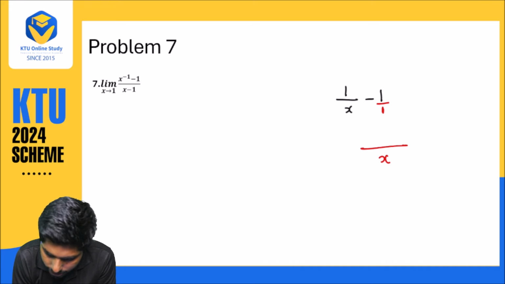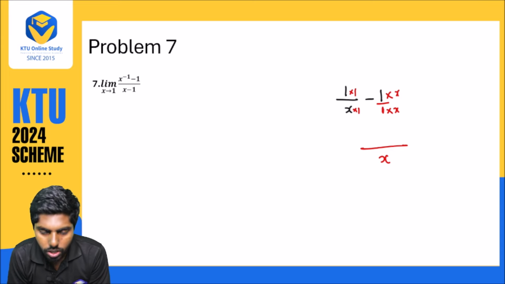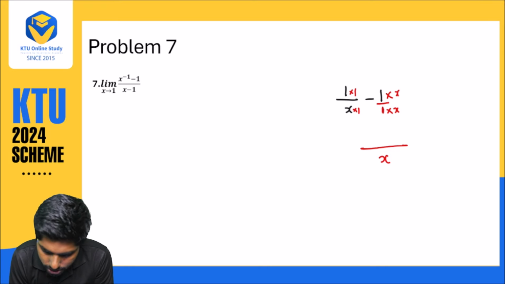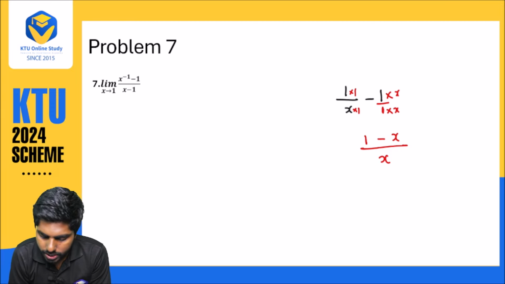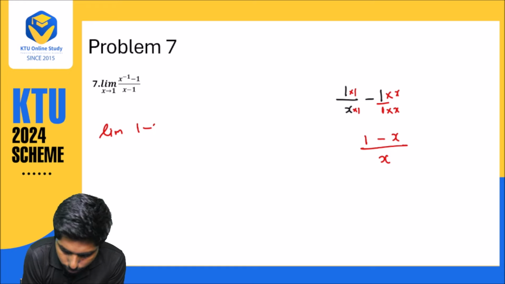So here already x is there, so multiply by 1. Here no x is there, so multiply by x. Taking the LCM, we will be getting 1 minus x divided by x. So the limit is 1 minus x divided by x, divided by x minus 1.